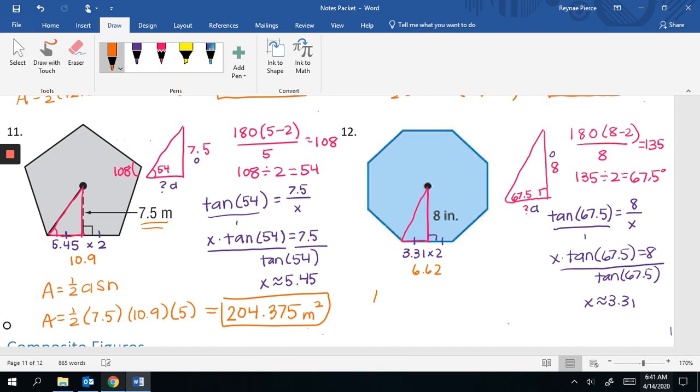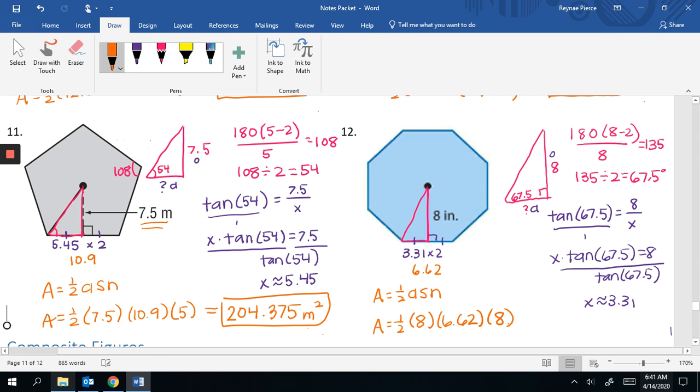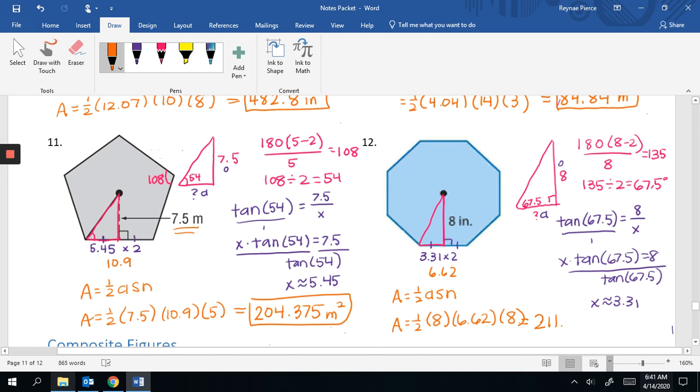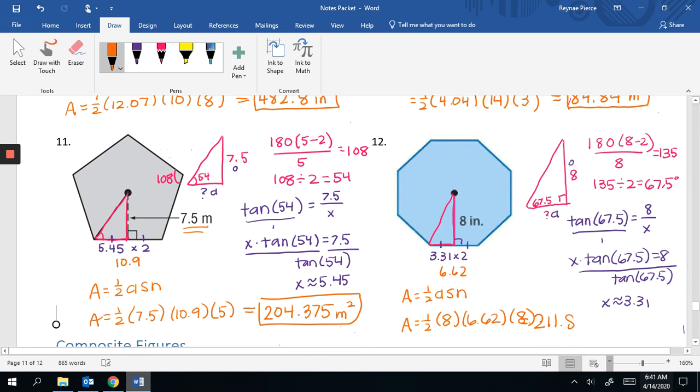And then we use that to find the area of our octagon. So 1/2 times the apothem times the side length times the number of sides gives me an area of 211.84 square inches.